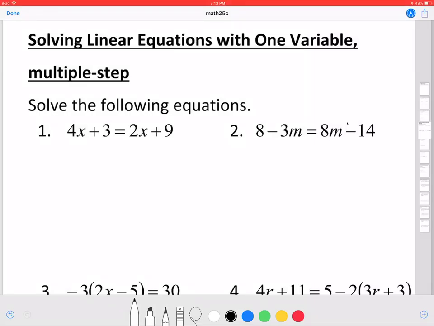Okay, this video will discuss solving linear equations with one variable, but this time with multiple steps. This is the third in a series of videos on solving linear equations with one variable. All right, so let's begin.